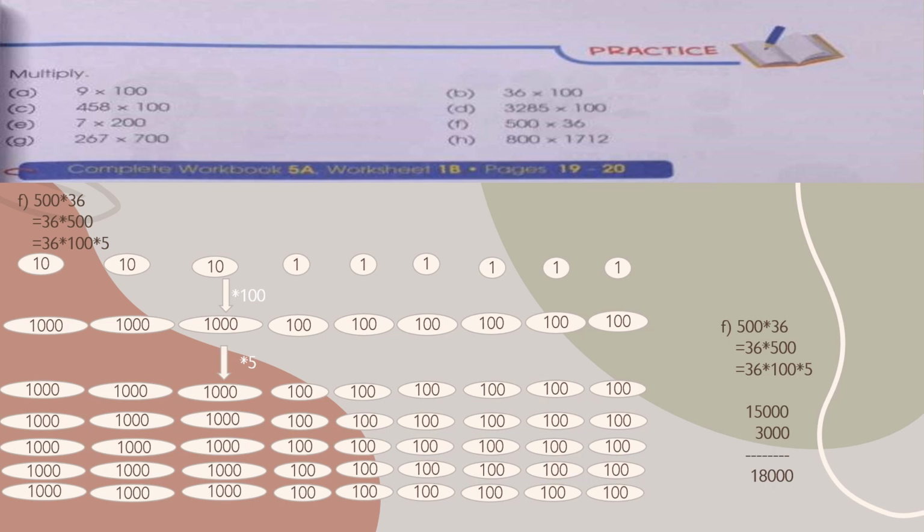Now these discs are going to further multiply by 5, or are replicated 5 times, so we have 15,000, 30,000. And when we combine or add these values, we will have 18,000, as 30,000 means 3,000, and when 3,000 is going to add into 15,000, the resultant is 18,000.